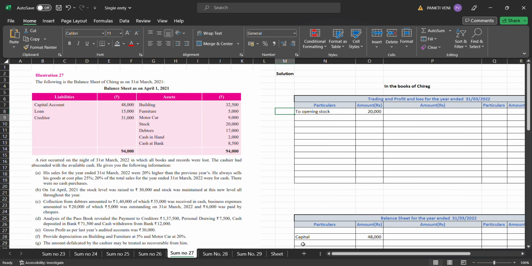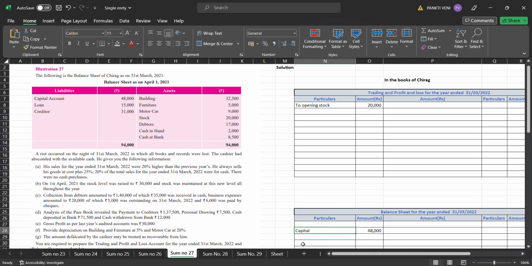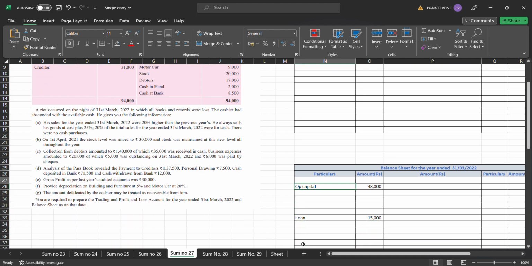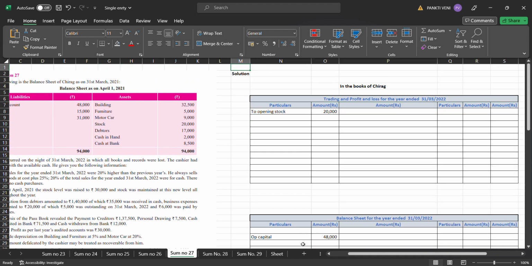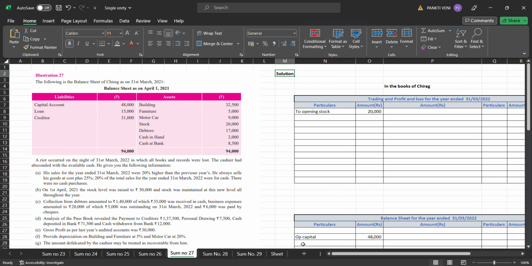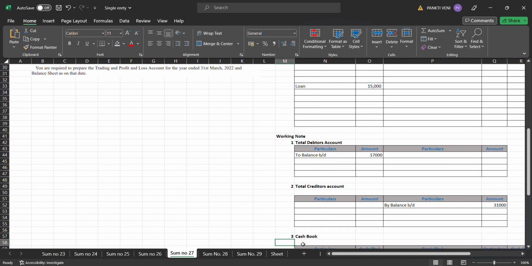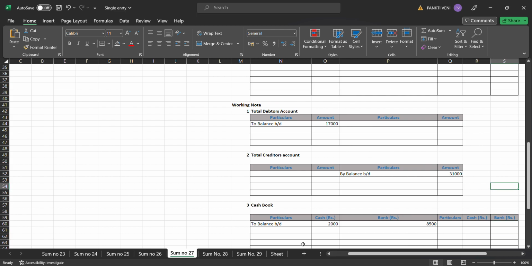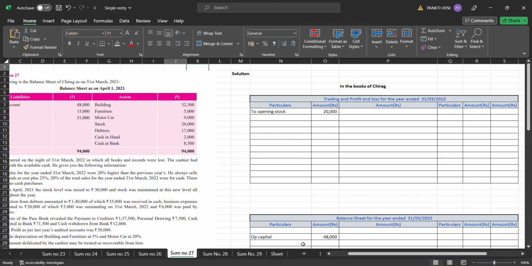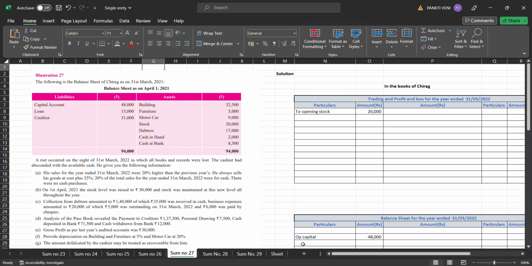Now I'll take the liability side of the opening balance sheet. 48,000 is my opening capital, so I'll note down opening capital is 48,000. Then I have loan. They have not mentioned anything, so as it is, I'll go for loan amount 15,000. Then creditors, so I'll note down the opening balance of creditors in my book. I hope this much is okay. So opening balance sheet I noted down. Now let me go for working notes.